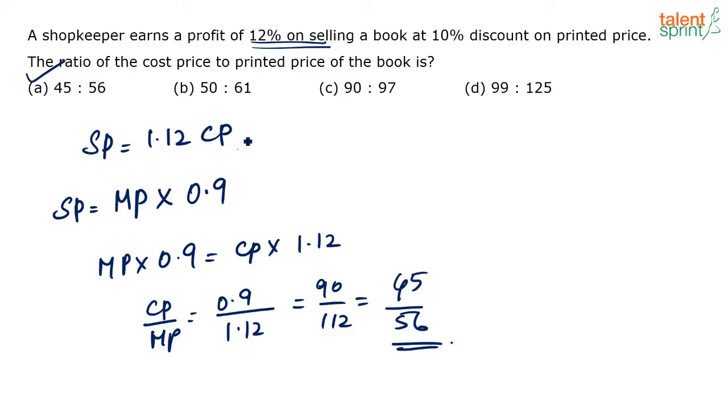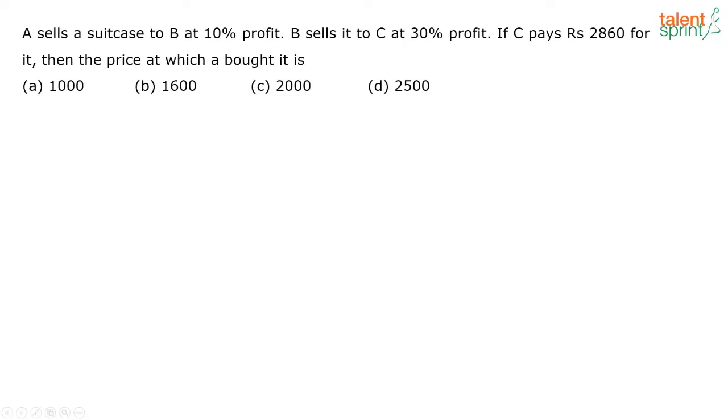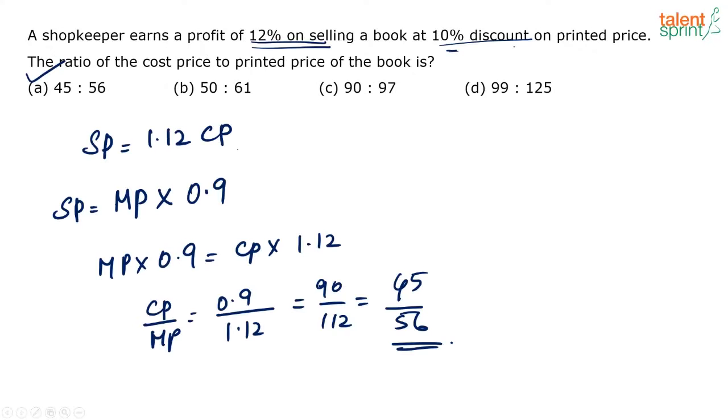So I wrote selling price in terms of the cost price. Here they say they are talking about discount, so I wrote the selling price in terms of the marked price. Equate both, find the required ratio.